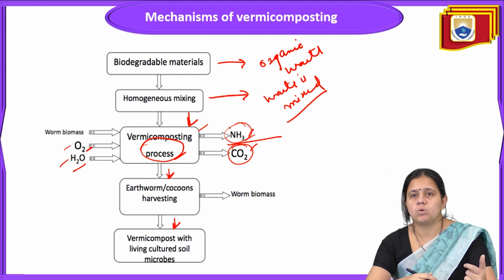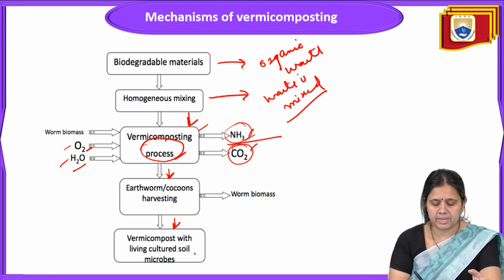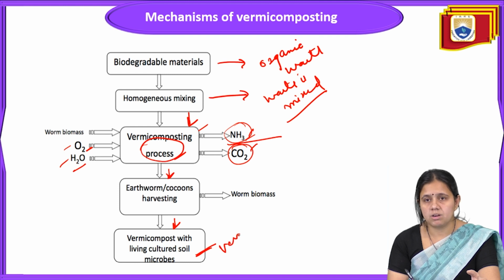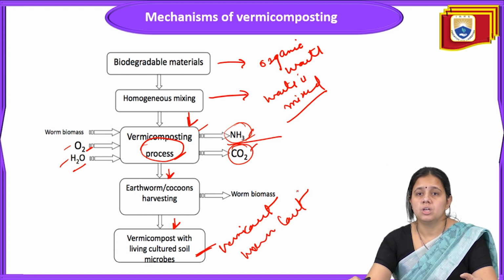And after that, in the vermicomposting process, what will happen then, earthworms and cocoons are there, and they will go for the harvesting process. And after the harvesting process, vermicomposting takes place with living cultured soil microbes. And here vermicast will come, vermicast or wormcast, whatever name you call it, and this is called vermicompost. So this vermicompost is the living cultured soil microbes that is coming out from the biodegradable materials of the solid waste.